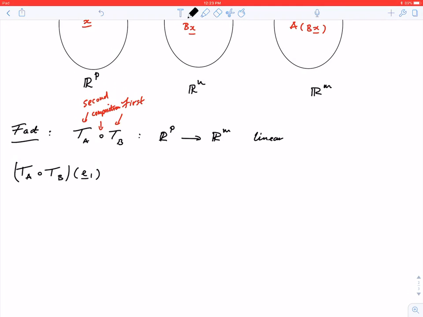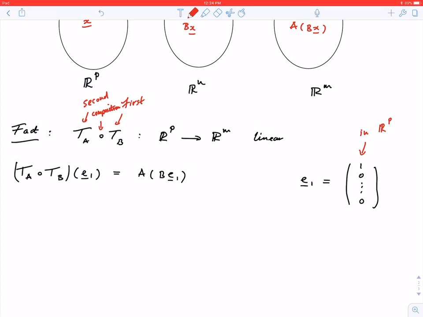So what does this do? This is equal to A times B E1. Let's just remind ourselves what E1 is. E1 is the vector 1, 0, dot, dot, dot, 0. Let's wrap our heads around where this is as well. I think this is in EP. This is so easy to get confused here. This is in RP.